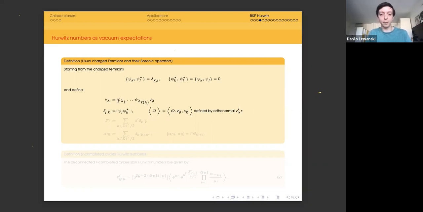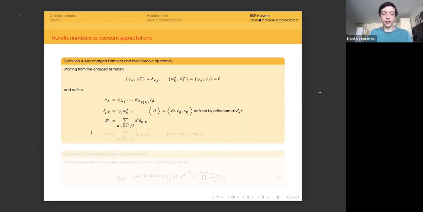So you apply patiently all the psi and all the psi stars, and then you count how many times out of the application of O you actually get the vacuum. So once you have these building blocks E_JK, now you can define these Okounkov-Pandharipande operators F_R to be just the sum over all k half integers. And you take k to the r, where r is the index of this operator, and you take E_KK.